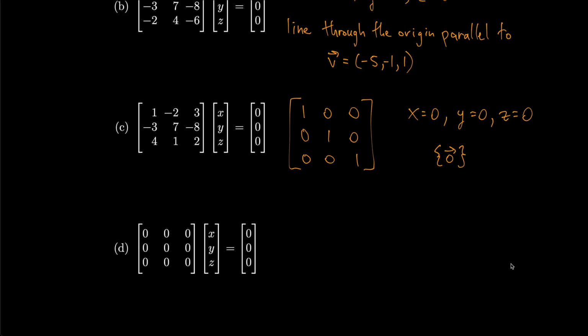Last one, this says 0 times x equals 0. In other words, 0 equals 0, and same thing for y and z. But it doesn't matter what you make x, y, and z in this case, because any value, when you multiply it by 0, will still give you 0. So all real values of x, y, z work. In other words, our solution space is all of R3.